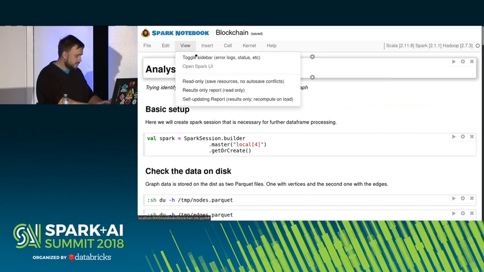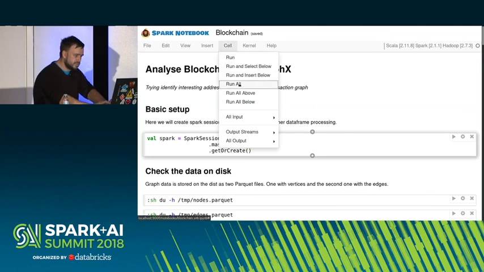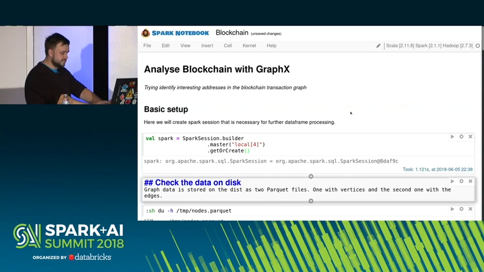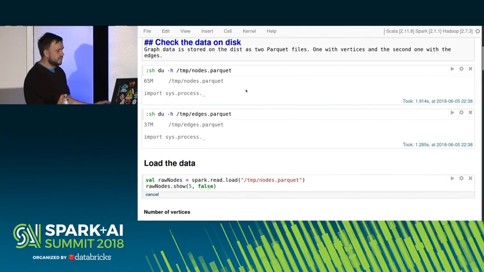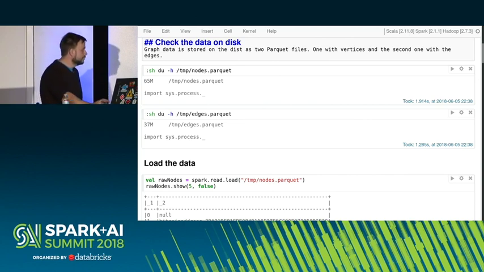Again, I will toggle the... Oh, it's turned off. So I will evaluate all the cells, and I will be describing what it does. It's similar at the beginning. So I'm loading nodes and edges.